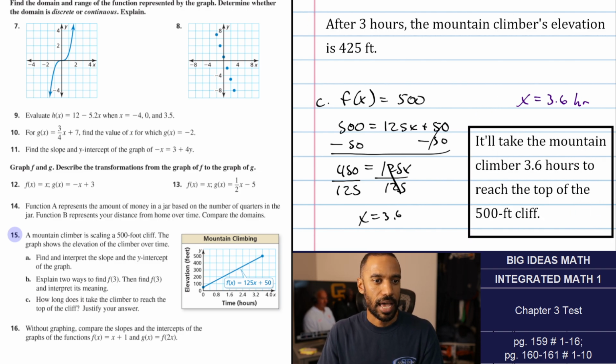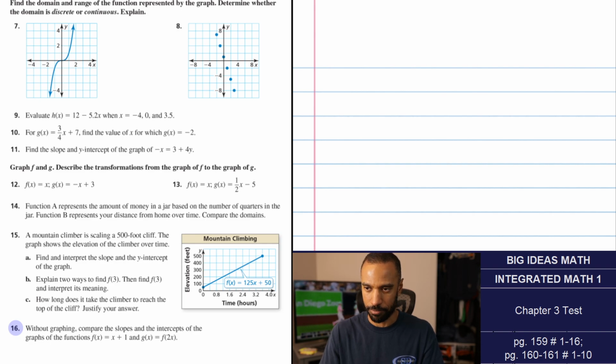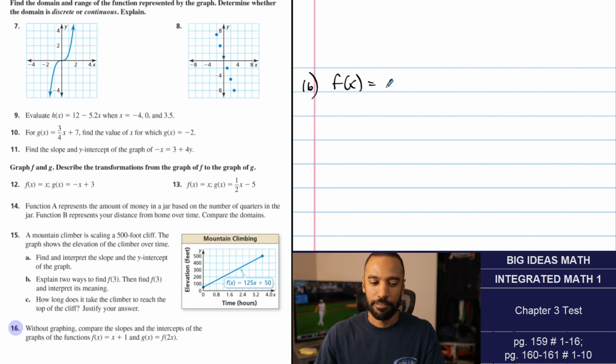Okay, last one on the chapter test, number 16. Without graphing, compare the slopes and the intercepts of the graphs of the functions f of x equals x plus 1 and g of x equals f of 2x. All right, so number 16, they said without graphing, so we won't. f of x equals x plus 1 and g of x equals f of 2x.